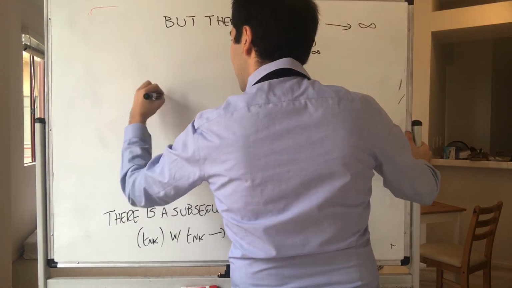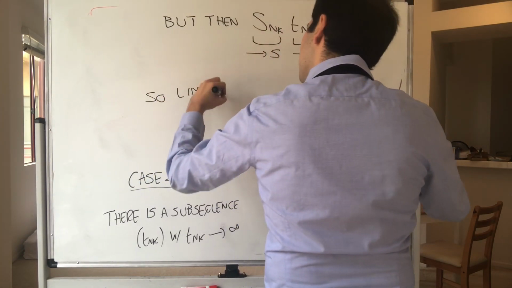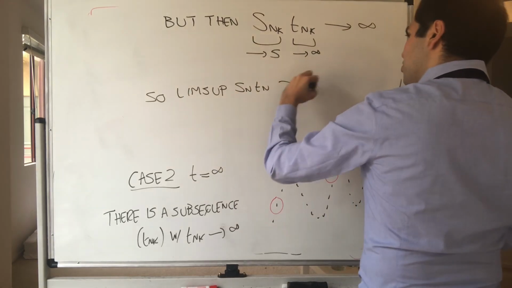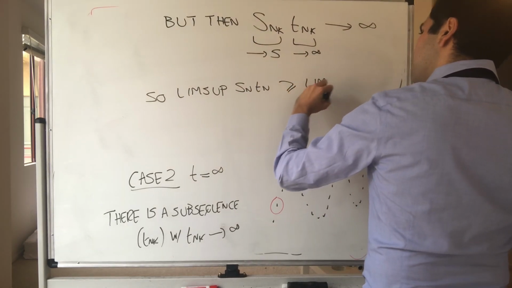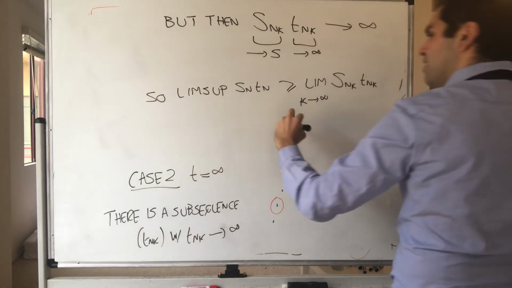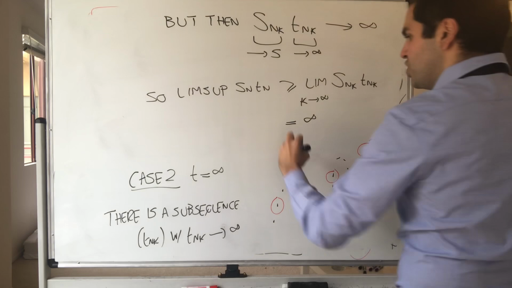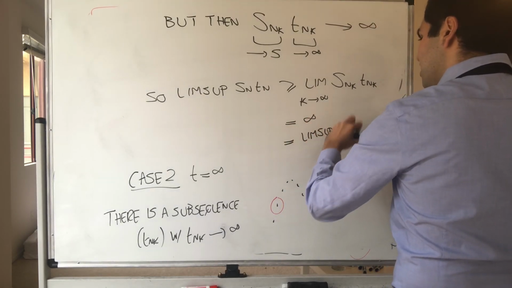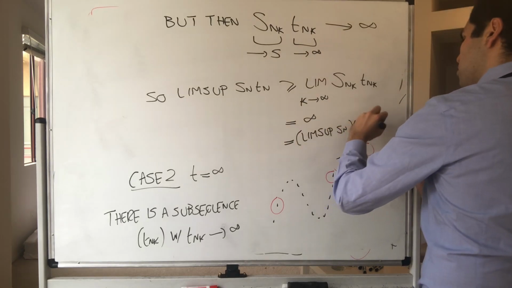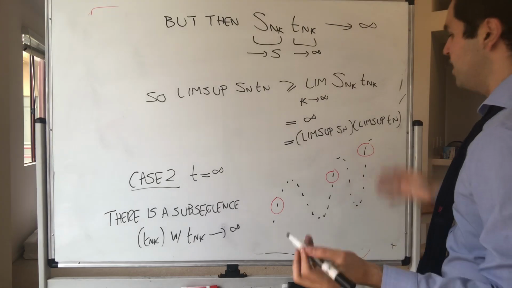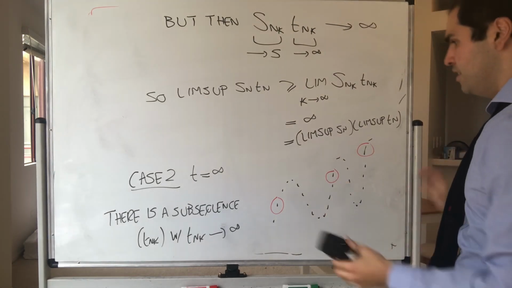So again, by before, the Limsup of Sn times Tn, that then becomes greater or equal to the limit as k goes to infinity of Snk times Tnk, and that's infinity, which is, if you want, the Limsup of Sn times the Limsup of Tn. Because the Limsup of Sn is just S, the Limsup of Tn is infinity.